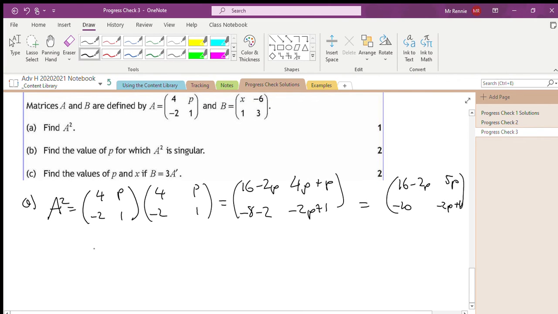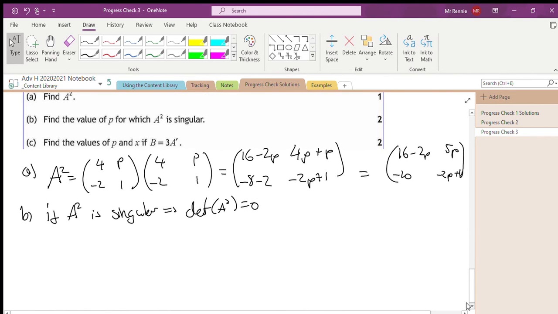Find the value of p for which A squared is singular. So, okay, if A squared is singular, then what that means is the determinant of A squared has to be 0. Okay, that's what we know if it's singular. The determinant of A squared is 0.